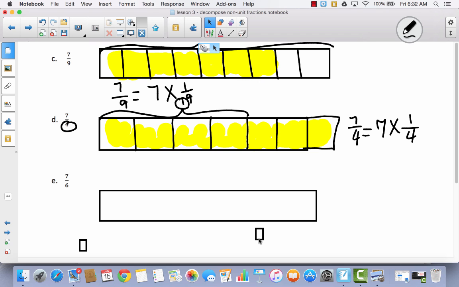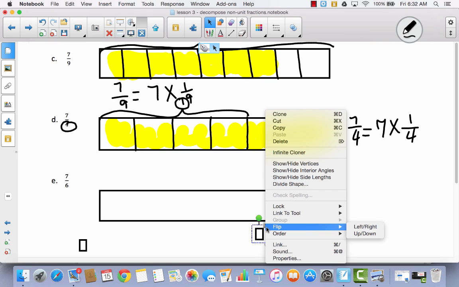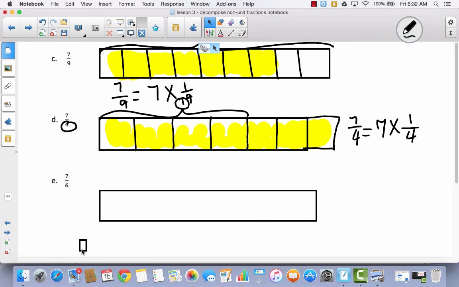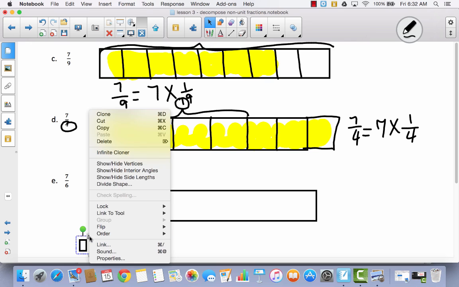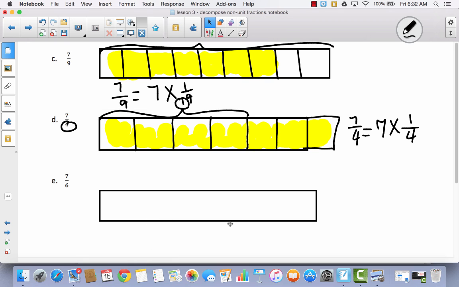Go ahead and get rid of these little extra ones right here. All right, so I'm going to go ahead and label my whole here. So I've got 7 out of 6. So my whole has to be 6 parts. So I'm going to go ahead and take my tape diagram, and I'm going to make this my whole because I'm only going to have one extra part.